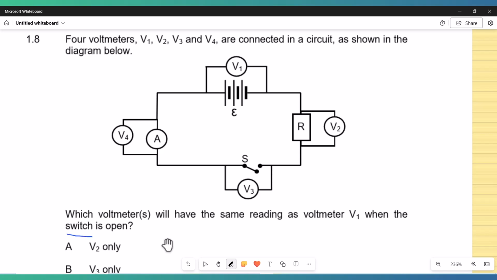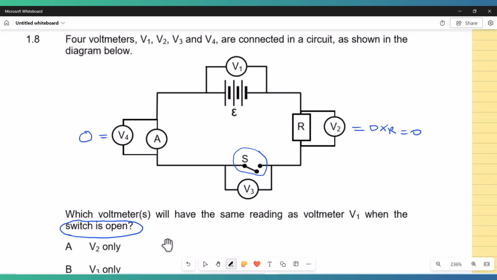Now, when the switch is open, no current is passing here. So if no current is passing, it means zero current altogether. If this is zero current, then voltmeter V2 is going to be 0 times resistance, which gives us 0. Likewise, this V4 is an ammeter, and an ammeter has got negligible resistance, so V4 will also be 0.